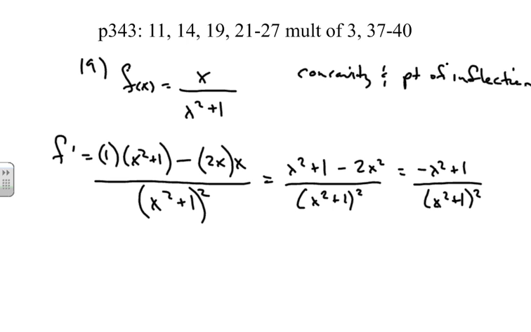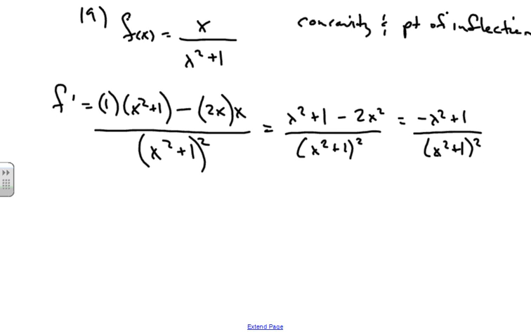All right, so now from here, we have our f prime. Well, we're not looking for f prime. F prime helps us find critical points, maxes and mins, and increasing and decreasing intervals. No, we are looking for the concavity and points of inflection. So we're going to go one step farther and find f double prime. Are you excited? I know you are.